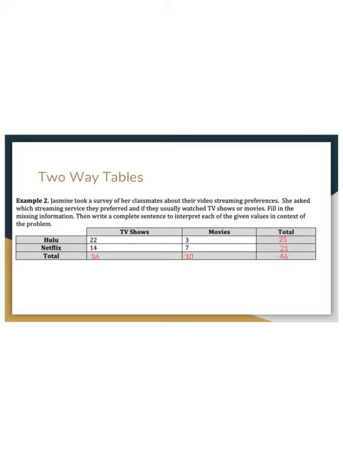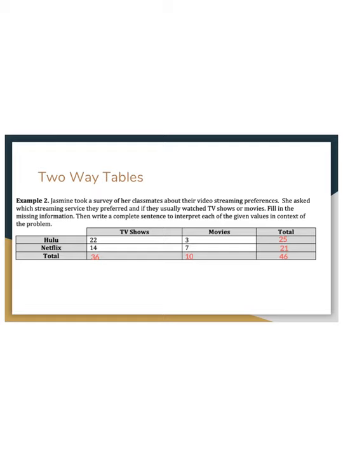So for our marginal frequencies, again, we're going to be adding our columns or our rows together. So to figure out the number of people who like TV shows, I'm going to add together our 22 and our 14. So there are 36 total people who like TV shows. For movies, I'd add together the 3 and the 7. So there are 10 people who stream movies.